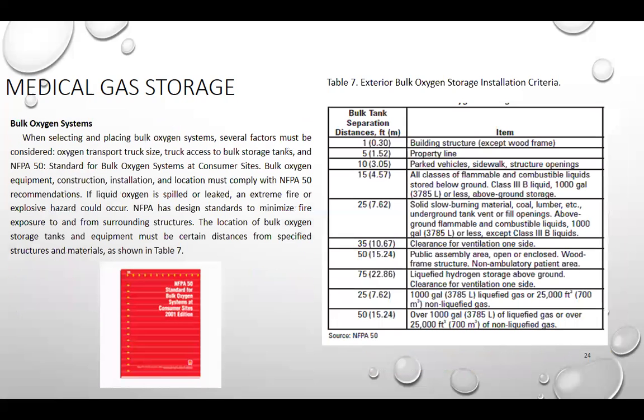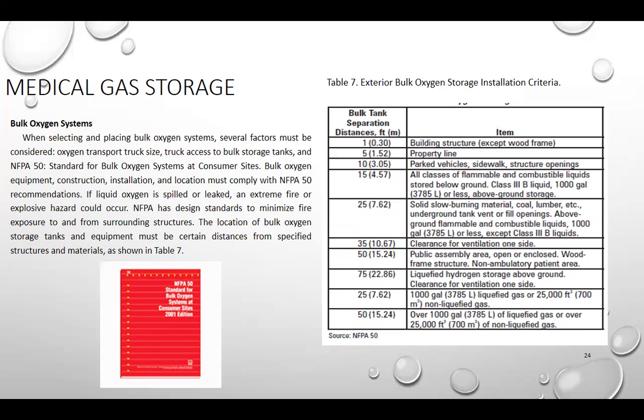Okay. So, bulk oxygen system. When selecting and placing oxygen, several factors must be considered: oxygen transport truck size, truck access to the bulk oxygen tank, storage tank, and the NFPA 50 standard for bulk oxygen systems at consumer sites. Bulk oxygen equipment, construction, installation, and location must comply with NFPA 50 recommendations.